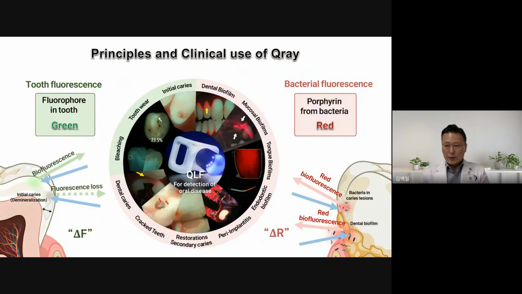Okay, you have to keep in mind the principle and the clinical use of the device. We have two different kinds of principle. One is that this technology can detect tooth fluorescence. The tooth already has its own fluorescence, so if we irradiate blue wavelengths of light, we can detect some change in the fluorescence loss from the tooth structure. The most important principle is the second, the bacterial fluorescence. We can detect strong red fluorescence from not only biofilm, but also carious lesions and dental calculus. This has a very important clinical meaning.